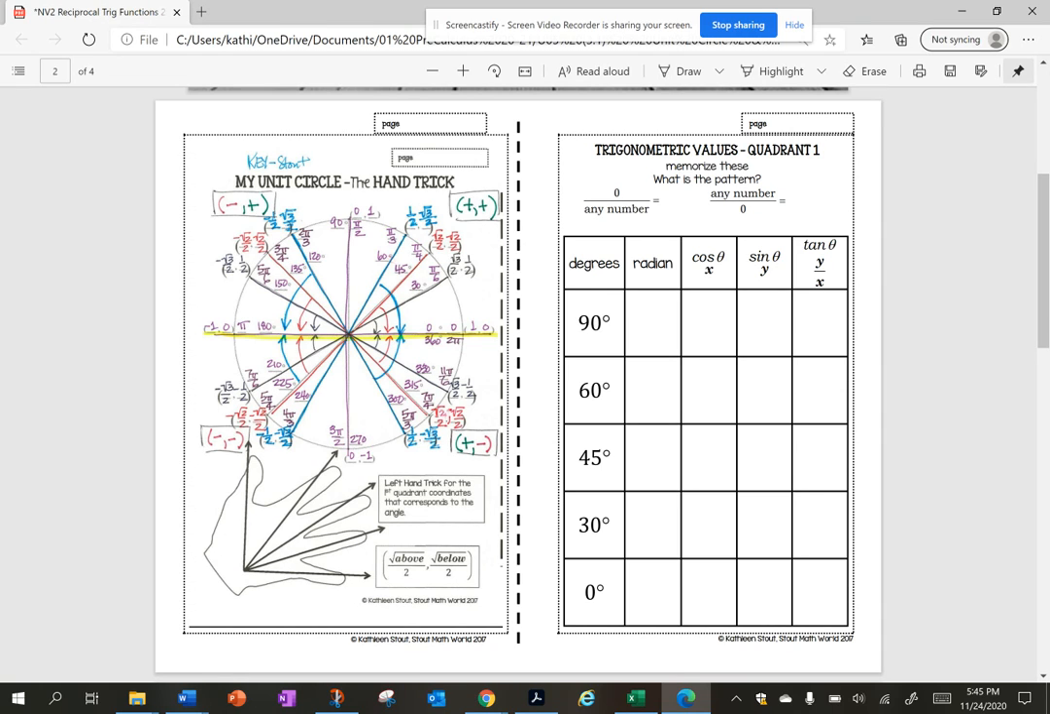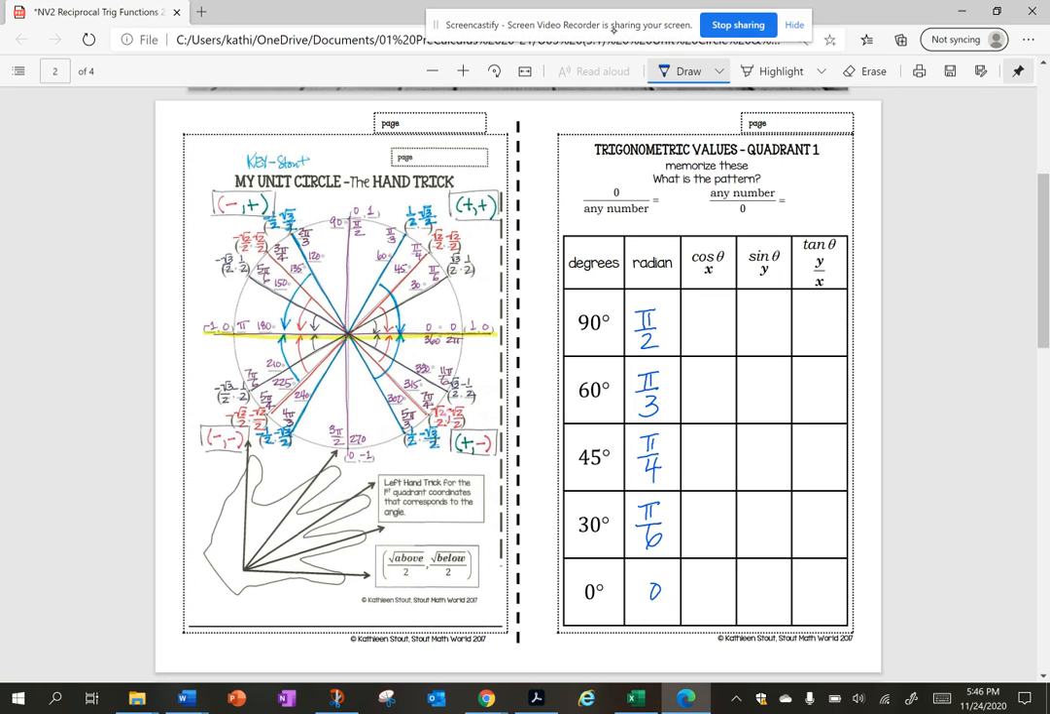Okay, so the first thing I want to do is list my radians. The radians for 90 are pi over 2. For 60 are pi over 3. 45 is pi over 4. 30 is pi over 6. And 0 is 0.